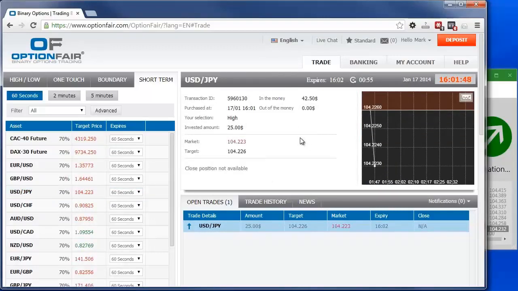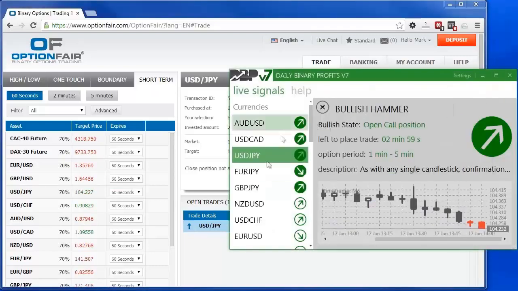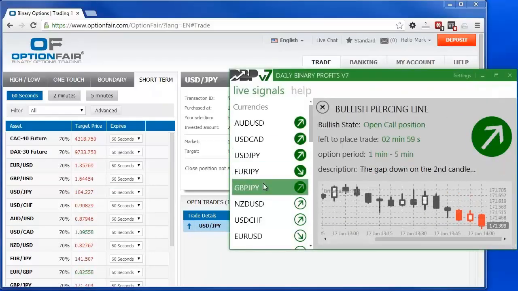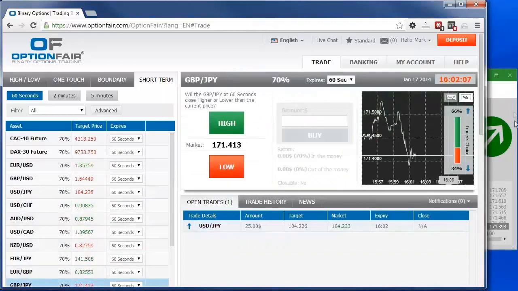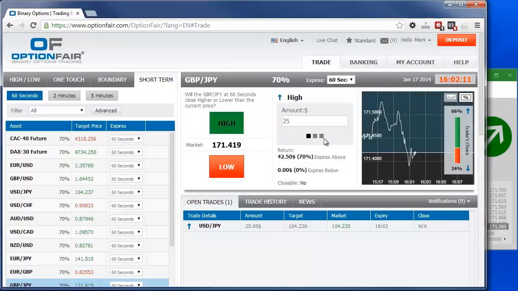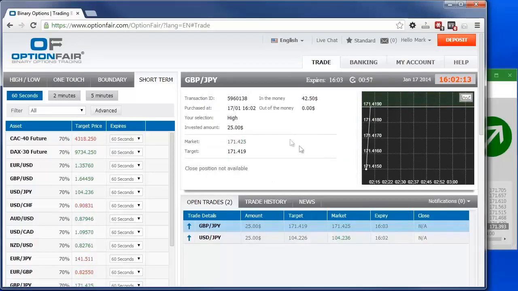Now I'm going to find a different asset. So I'm trading British pound yen. So let's go for it and find the option. Yes, here it is. The direction is up as well. So we are going to trade for the same amount, $25. That's it, placed now. Here you can see both of the trades.